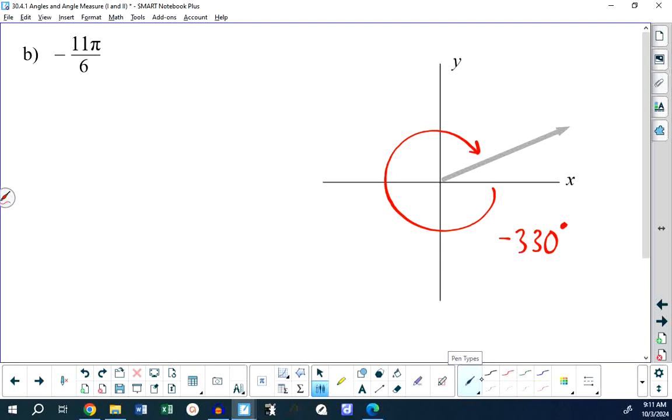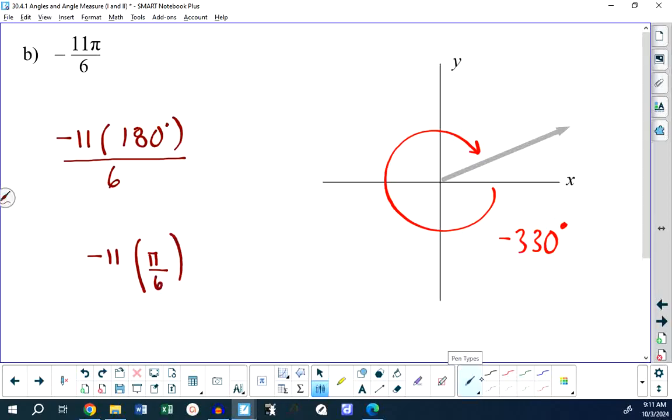Okay, you didn't have to do that. You could have said, well, you could have done that, right? You could have said, well, it's negative 11 times pi over 6, and I know that pi over 6 is 30 degrees. There's lots of ways you can arrive at the destination here that we call the answer. It's negative 330 degrees. Any questions with B?